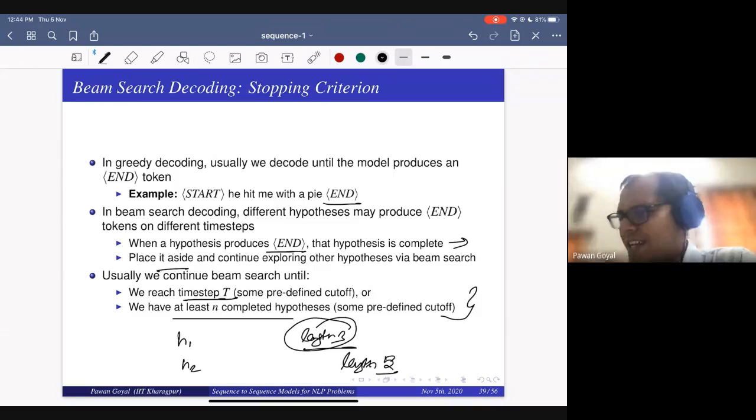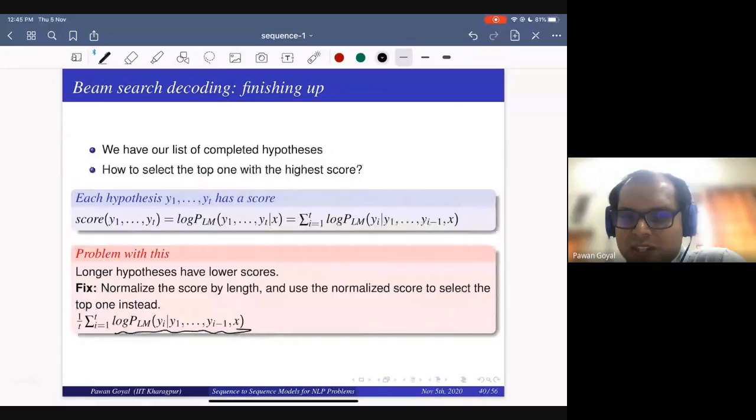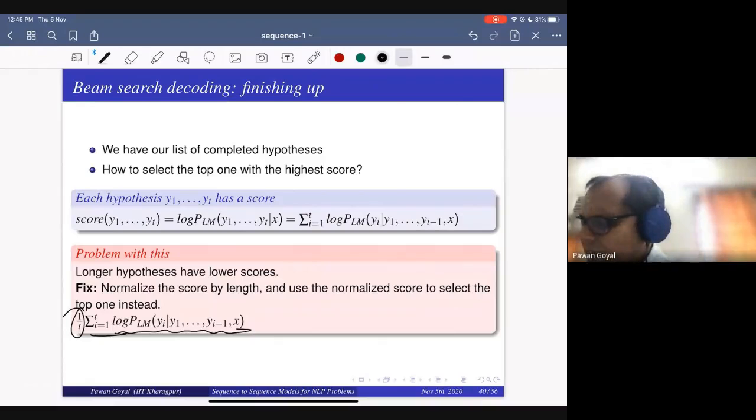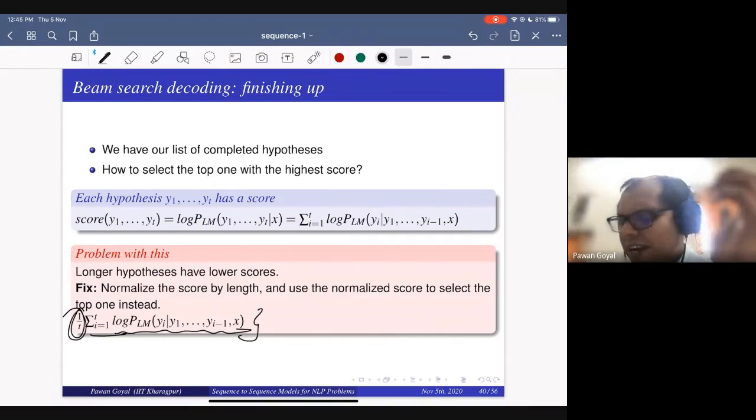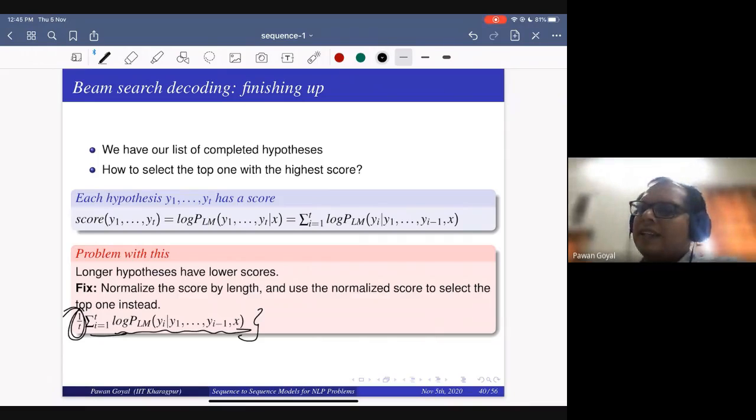That is not correct. So to avoid that bias towards the lower length sequences, we divide the overall probability by the length. So we say, okay, we have the log probability that I'm summing over the sequence from 1 to t, but I'm dividing by t, so that now it is normalized with respect to the sequence length. And this is what I use. So I have multiple hypotheses. Among these, I divide each score by the length of the hypothesis and then choose the one that has the highest score.